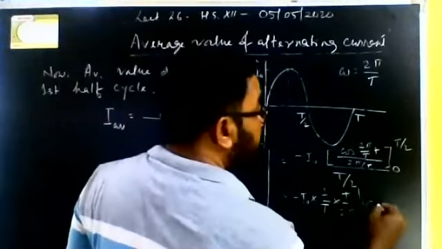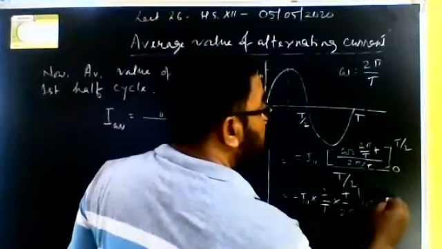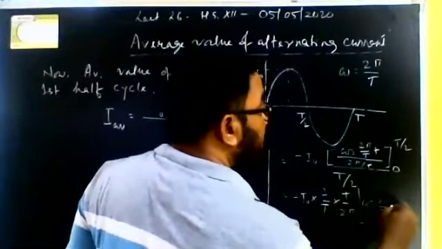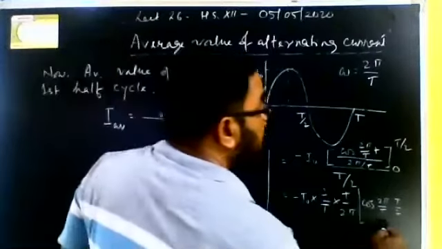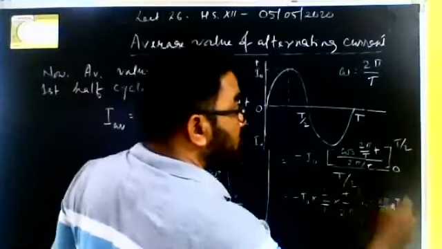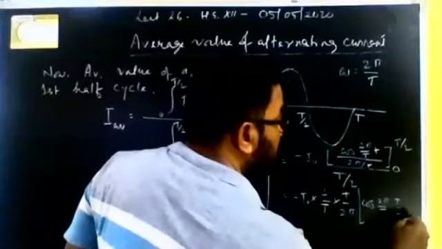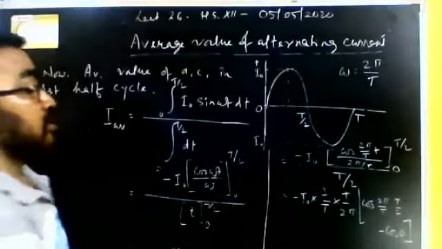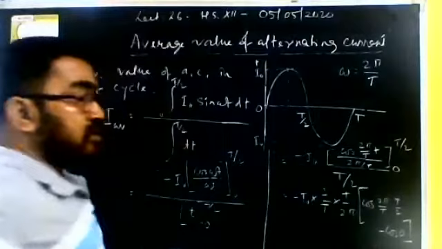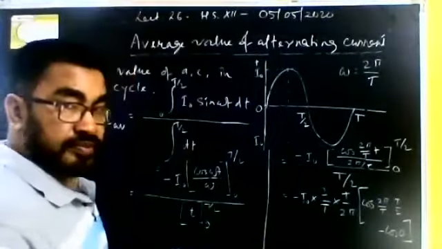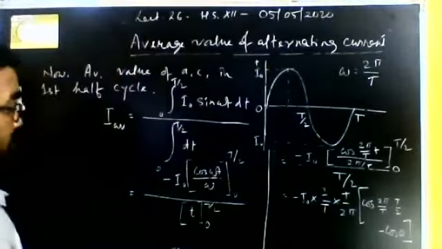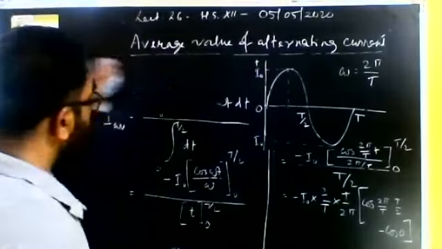Now you have to put the value of small t as the upper limit T by 2. Next, you put the value of t as 0, then cos 0. After putting the upper limit and lower limit, you will get this value. Then I think I have to write here.